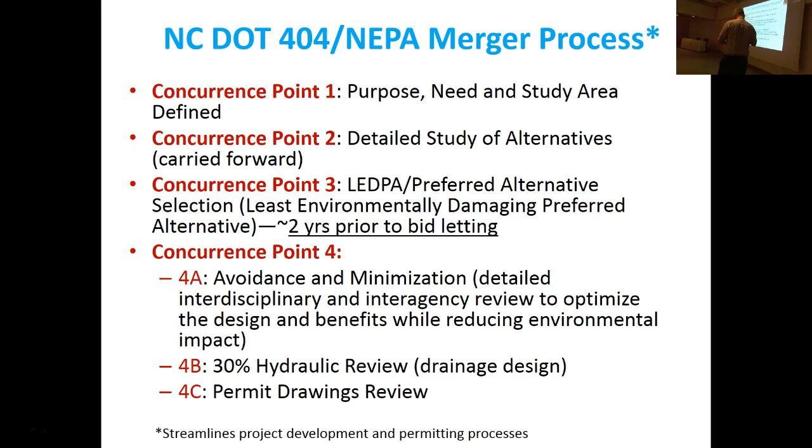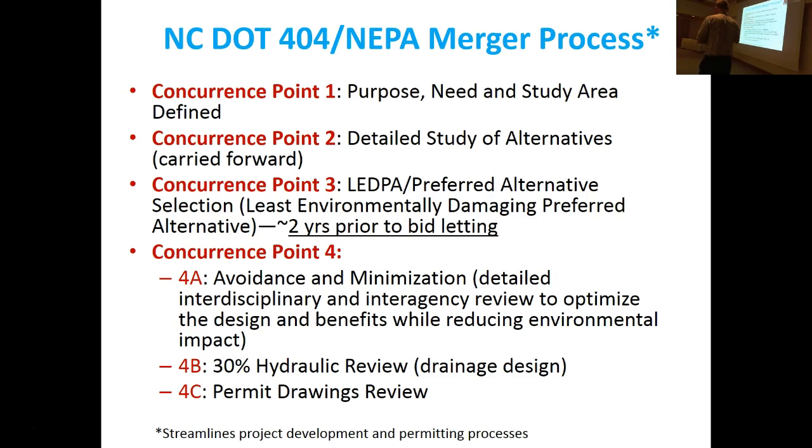Concurrence point 1 is essentially establishing the purpose and need for the project. Do we need to build a bridge here? Do we need to build a road? Yes or no? That's concurrence point 1. If you agree, yes, we've got to do this project.